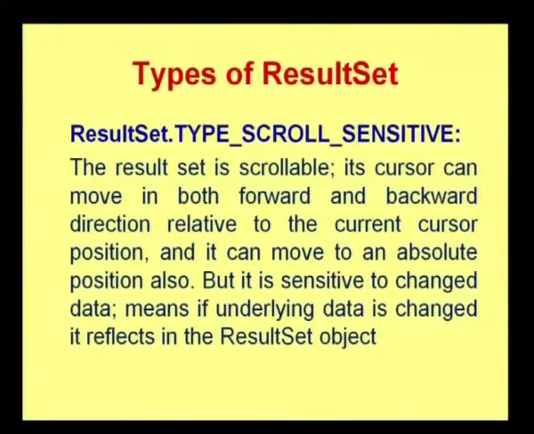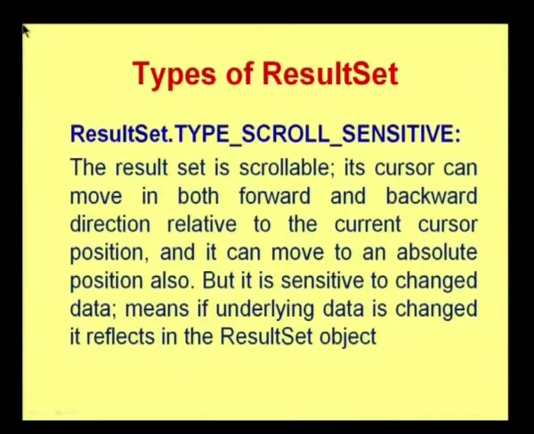So, that gets reflected in your next type of result set. Your next type of result set is ResultSet.TYPE_SCROLL_SENSITIVE. Here the result set is scrollable again. Its cursor can move in both forward and backward direction relative to the current cursor position, and it can move to an absolute position also, but it is sensitive to changed data. Means if underlying data is changed, it reflects in the result set object.